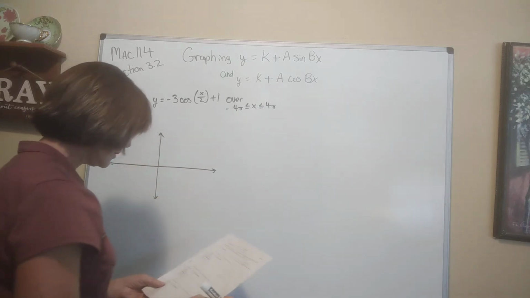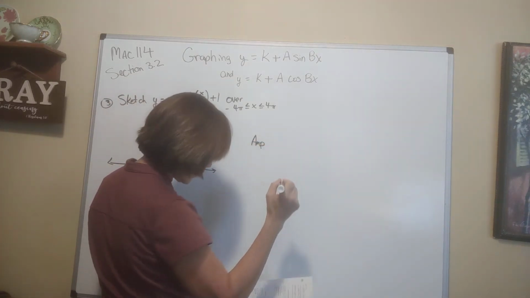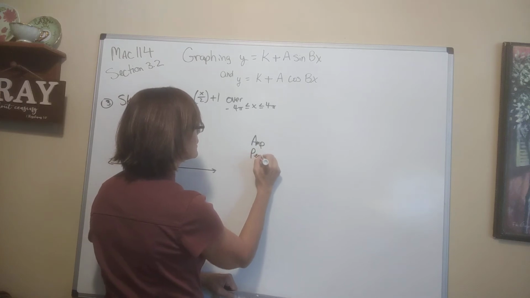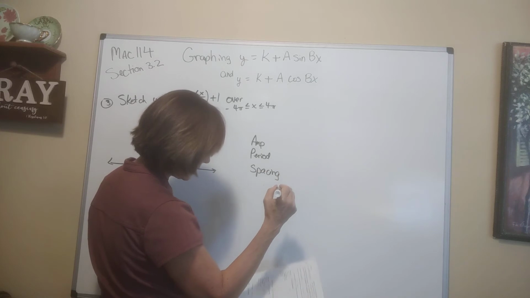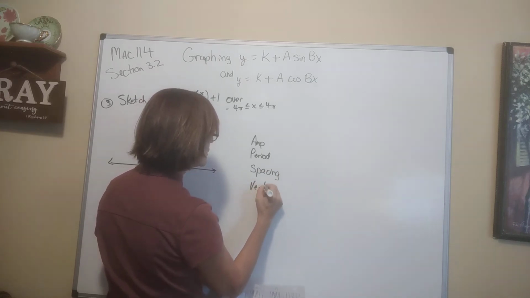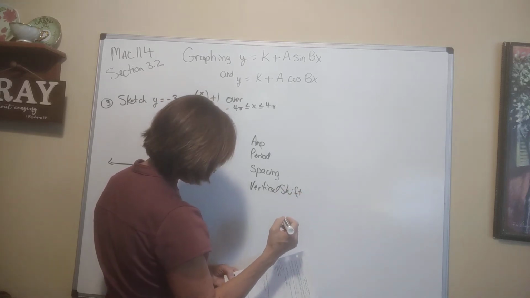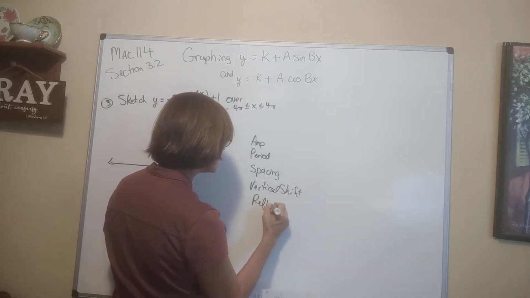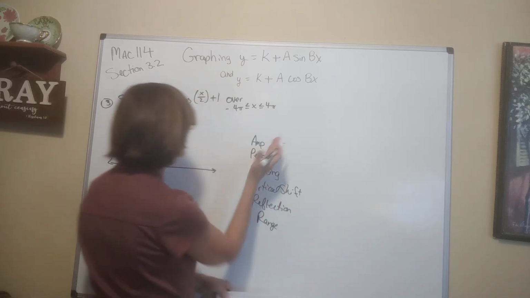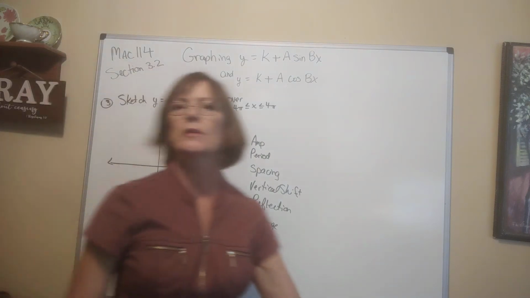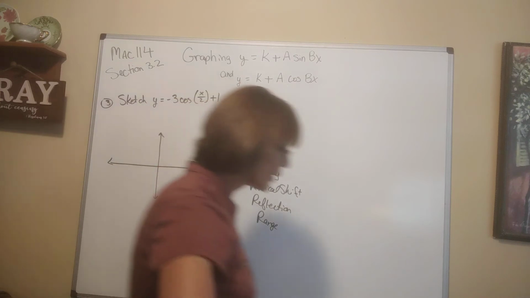And the things I want to talk about are the amplitude, the period, the spacing, the vertical shift, is there a reflection, and the range. And so I'm going to do what I did before. I'll do one example on the left and one on the right, so I don't have to write those things down again. Okay, so for this graph, we'll do this one in purple again.